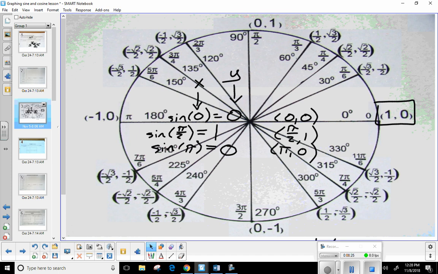So the next one would be 3 pi over 2. So what's the sine of 3 pi over 2? It's negative 1. See, that's my y value, right? So what ordered pair did that give me?